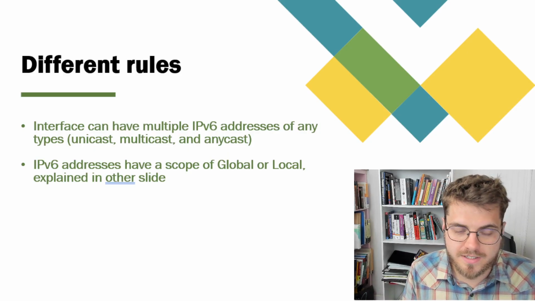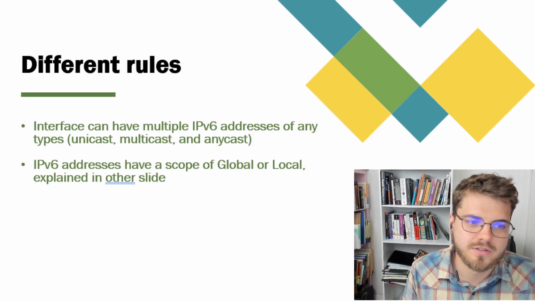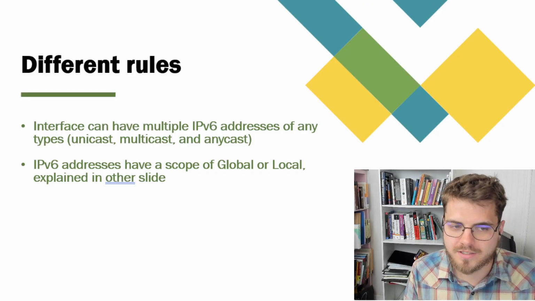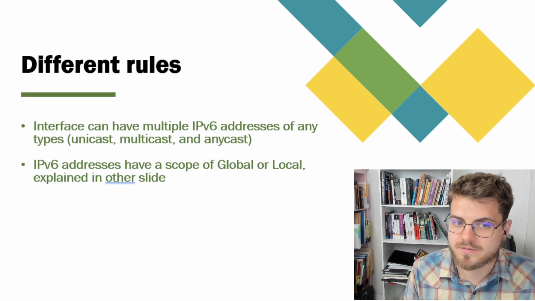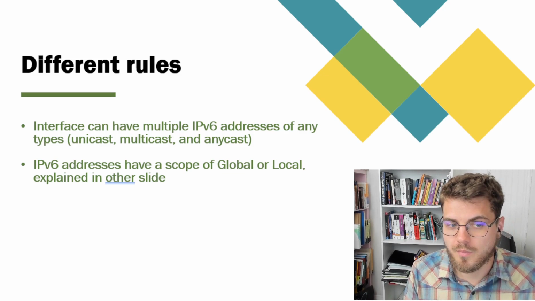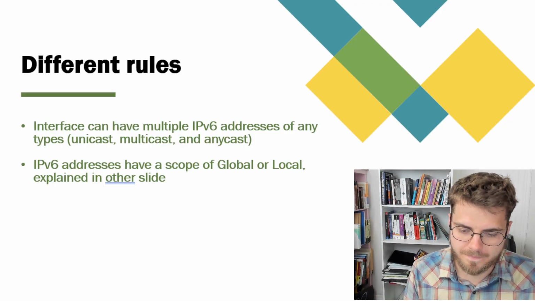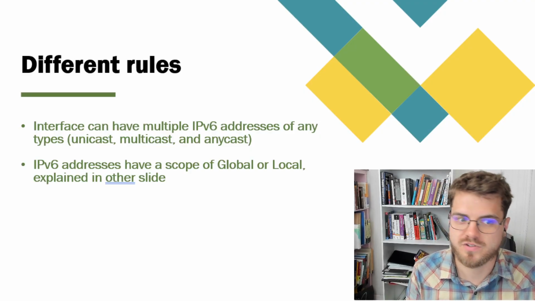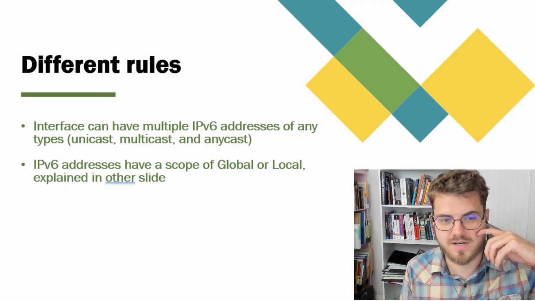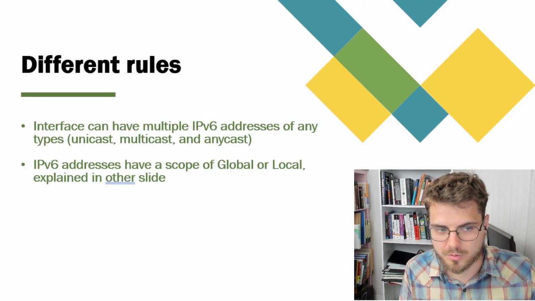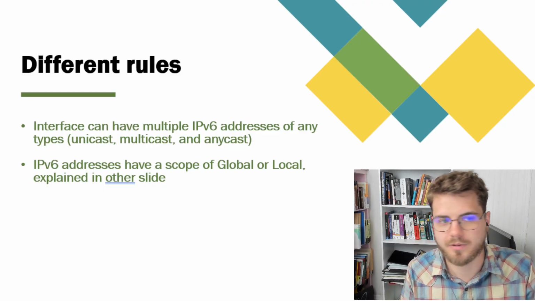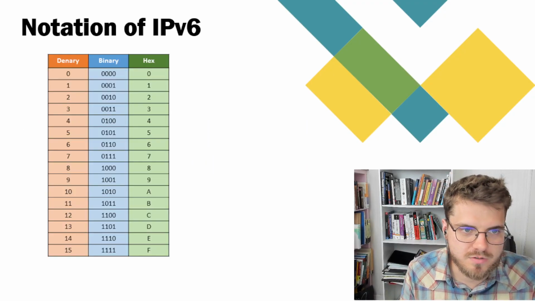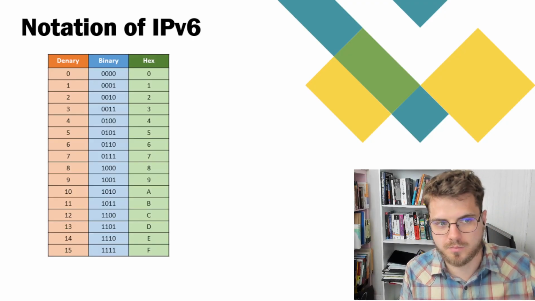Different rules: an interface can have multiple IPv6 addresses of any type. So it could have more than one unicast, more than one multicast, anycast, and you can reference that interface by any of those. If one matches, you don't have to list every one, as long as one matches. IPv6 addresses have a scope of global or local, explained later. And the notation of IPv6 is in hexadecimal.